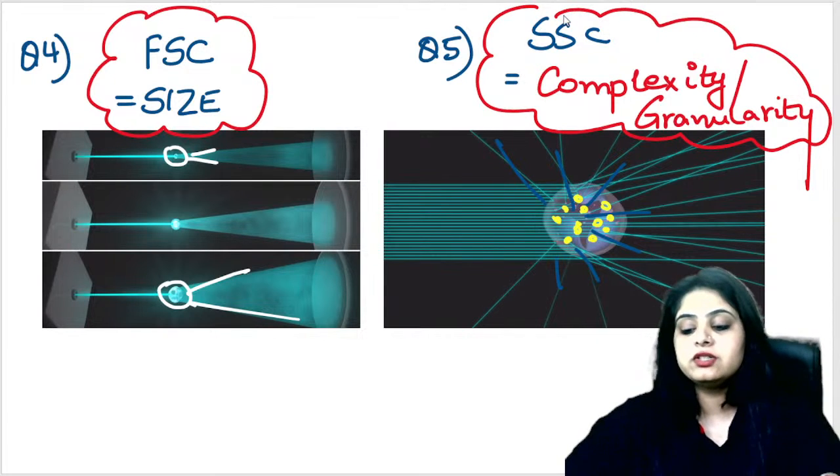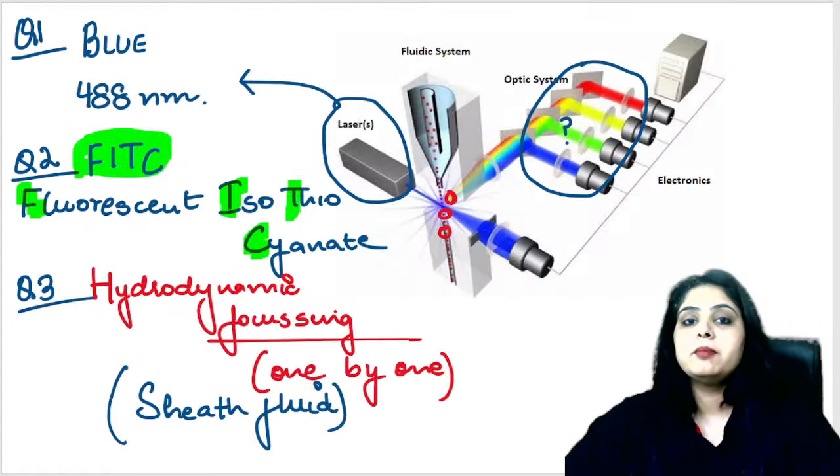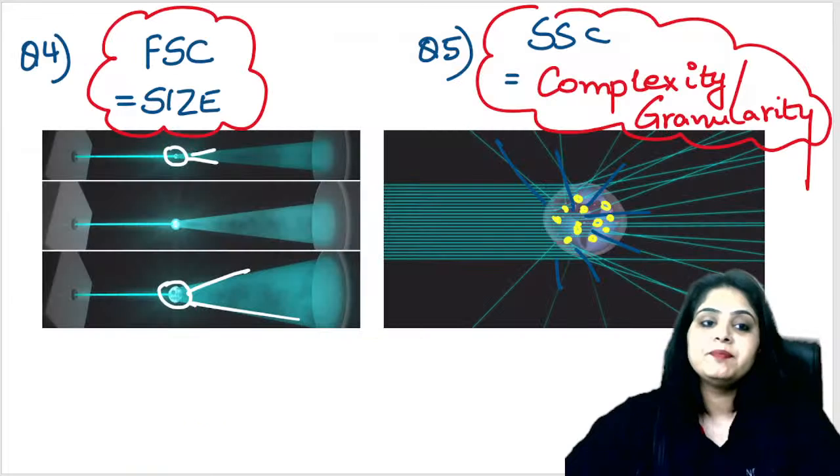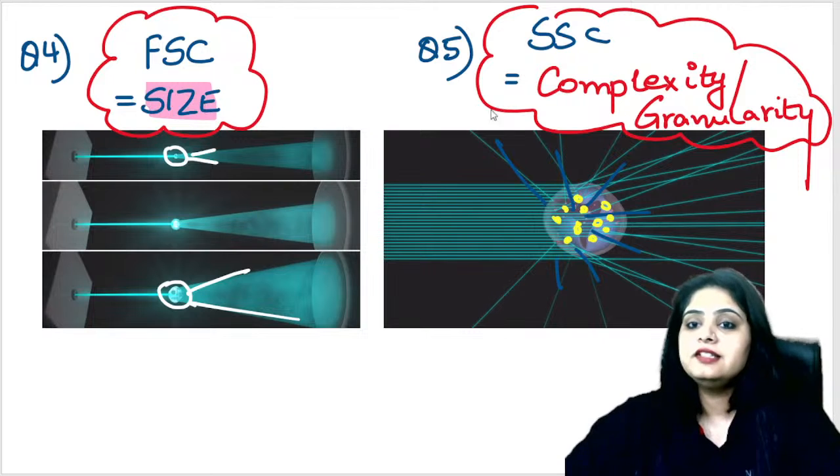Quickly guys, 5 questions and you're done with the machine. Question number 1, quick recap. The light used, blue color light, which is 488 nanometers. The fluorescent dye used is FITC. The single cell by cell flow is known as hydrodynamic focusing. Forward scatter is a measure of the size and side scatter is a measure of the complexity.